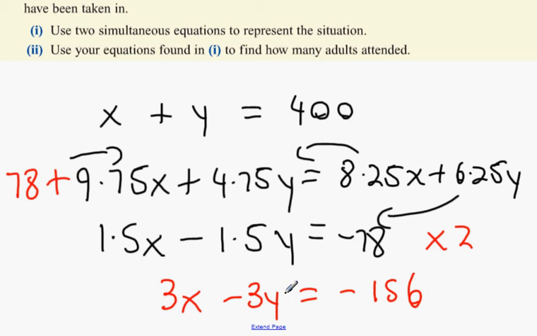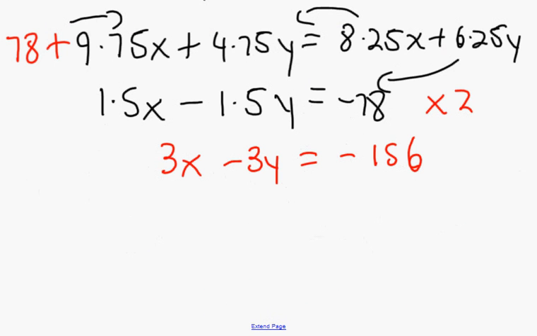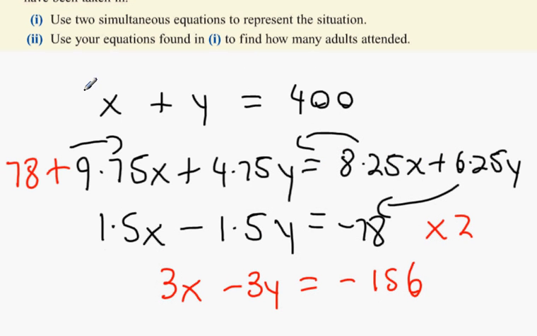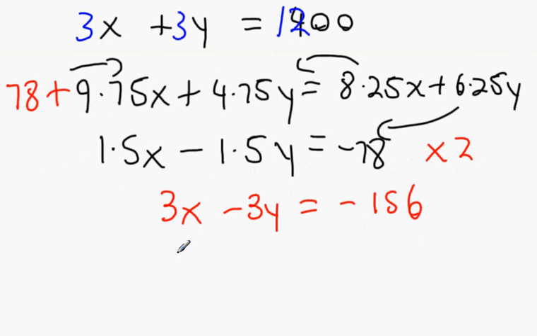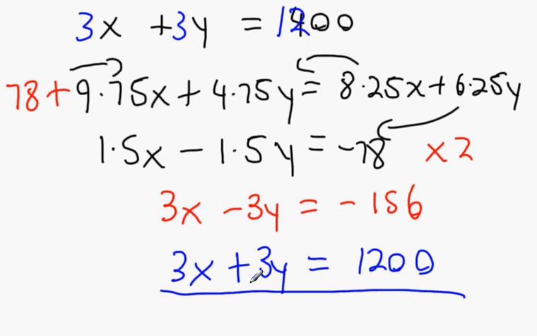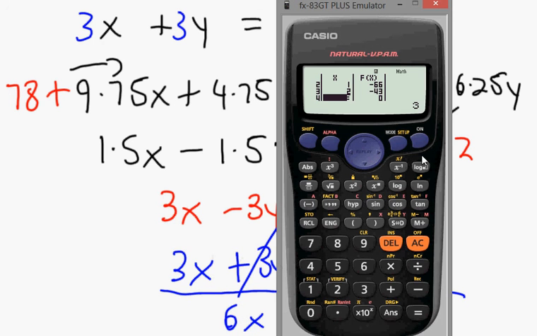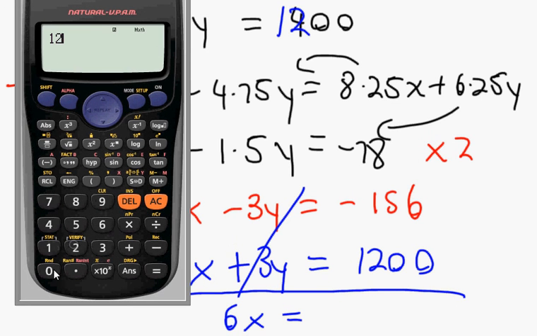What's going to happen is I'm going to have the x plus y underneath it. I'm going to multiply this one by 3, and I'll get 3x plus 3y equals 1200. What happens is they're going to cancel off. 6x equals 1200 minus 156, and it's 1044. Divide that by 6 and we get 174.